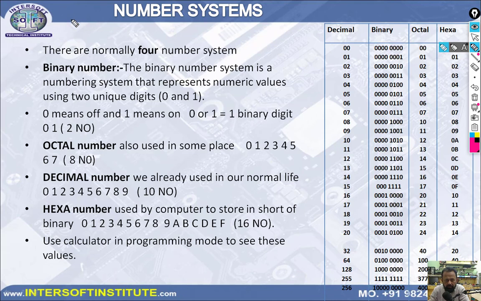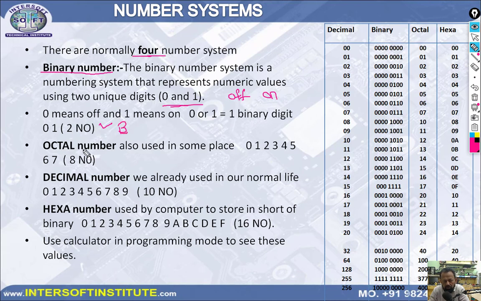What are number systems? There are normally four number systems in our calculations. One is binary, a numbering system that represents numeric values using two unique digits, 0 and 1, meaning off or on. Only two values will be there. 0 means off and 1 means on. So one binary digit may be 0 or 1. Electronic devices use only binary numbers consisting of 0 or 1.